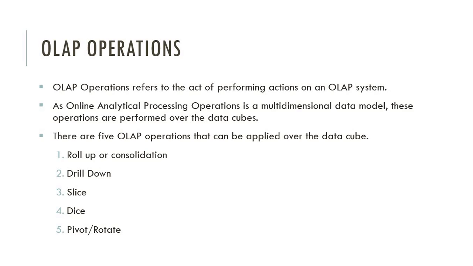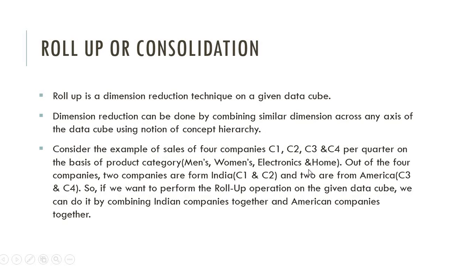So let's understand with the first. The first is a rollup or a consolidation. Rollup is a dimension reduction technique on the given data cube. Rollup is used to summarize the data. Dimension reduction can be done by combining similar dimension across any axis of data cubes using a notation of concept hierarchy. Let's understand with the example.